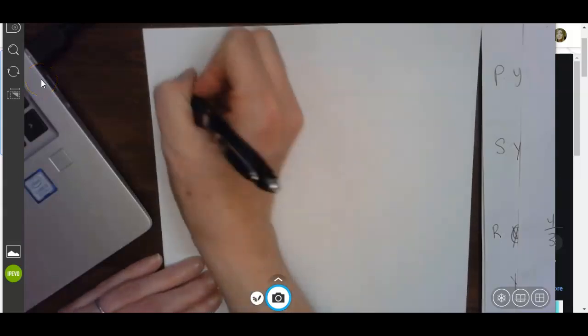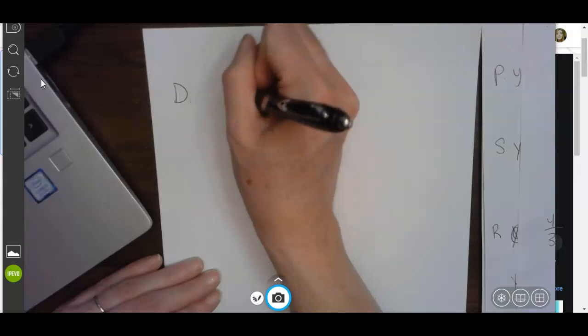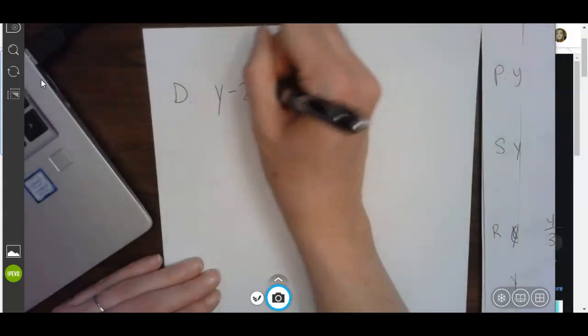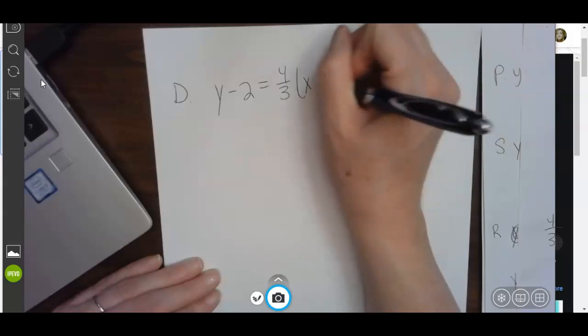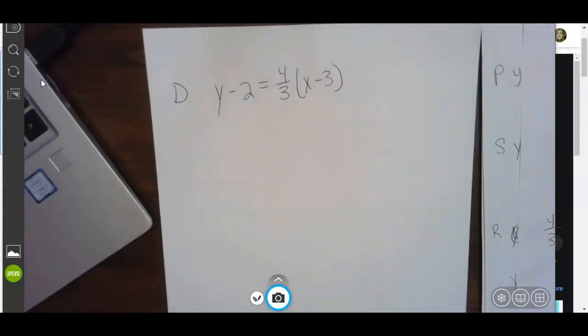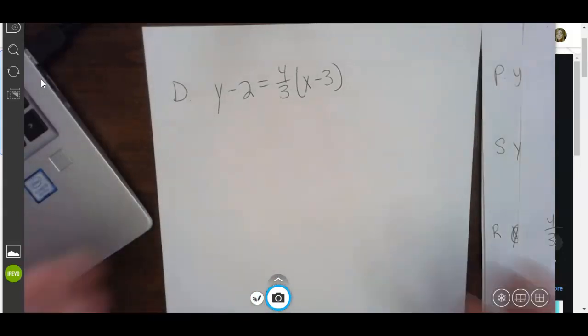Okay, I was looking at some of your answers, and I want you to relook at D, okay? And D is y minus 2 equals 4/3 times (x minus 3) in the parentheses, right? When you look at something like this, the first thing I want you to think of is to get rid of the parentheses. That's the first thing we always do.